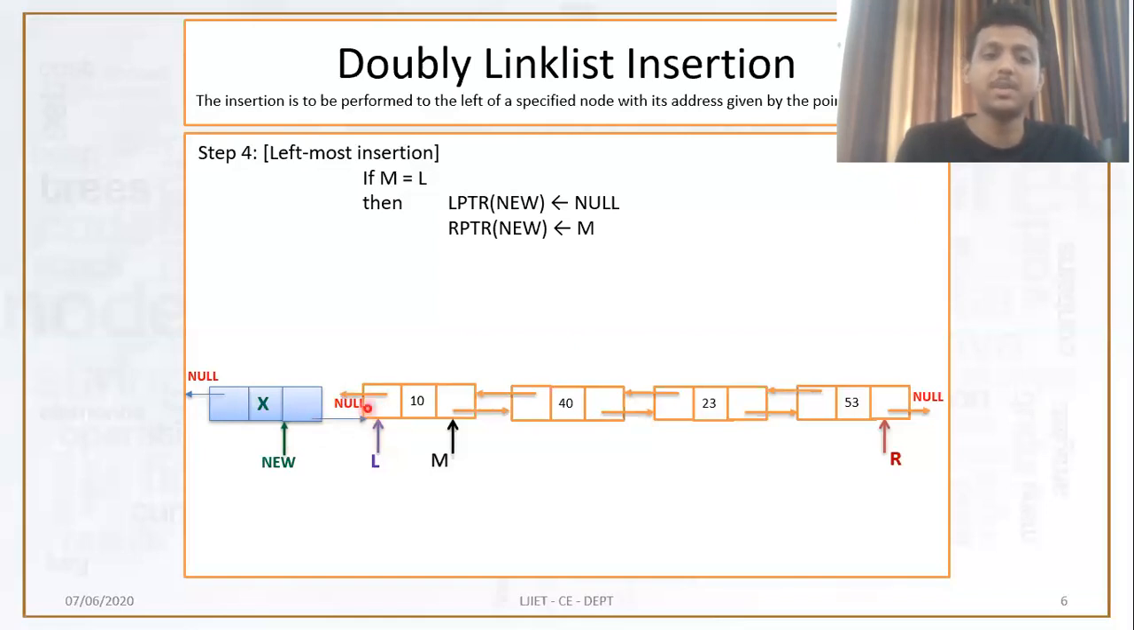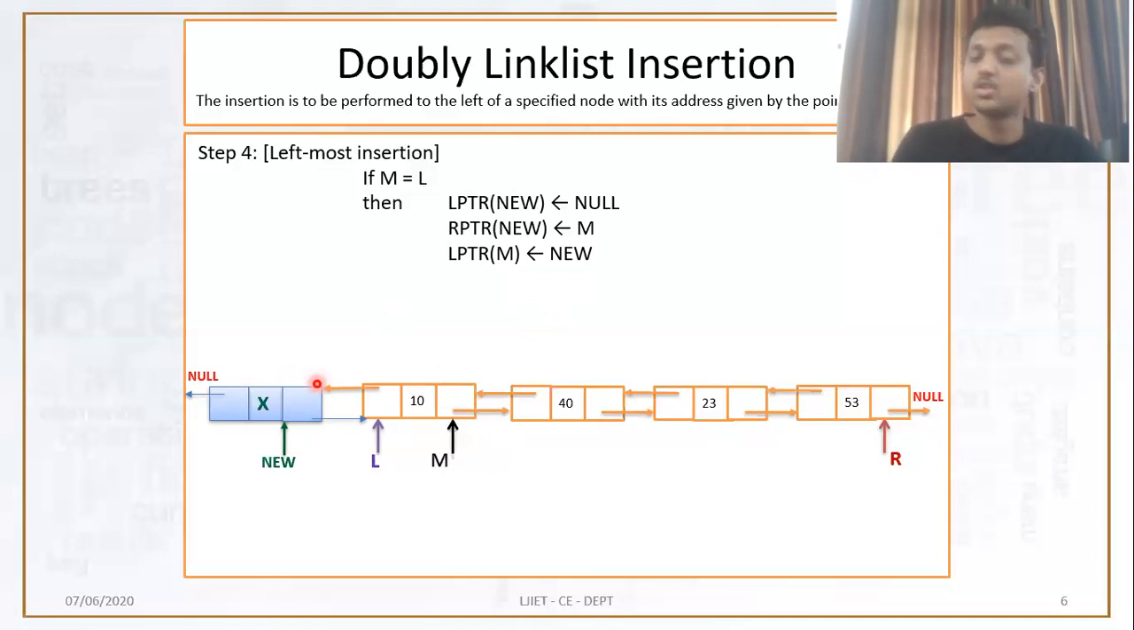Now how many statements are left? This link is still left. LPTR of M pointing to null. We need to change it. So see what I need to write. LPTR of M, that means this link should point over here, to this node. This node's name is new. So I need to write LPTR of M arrow new.